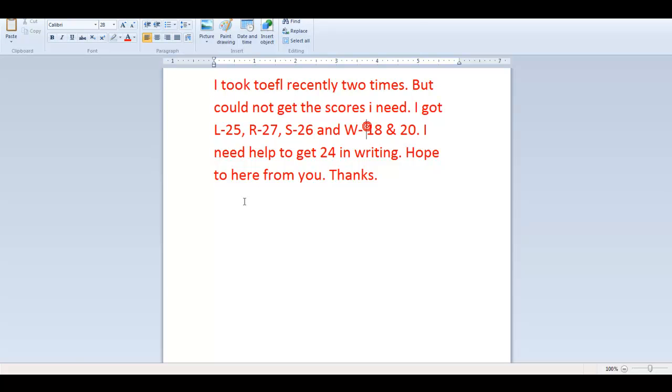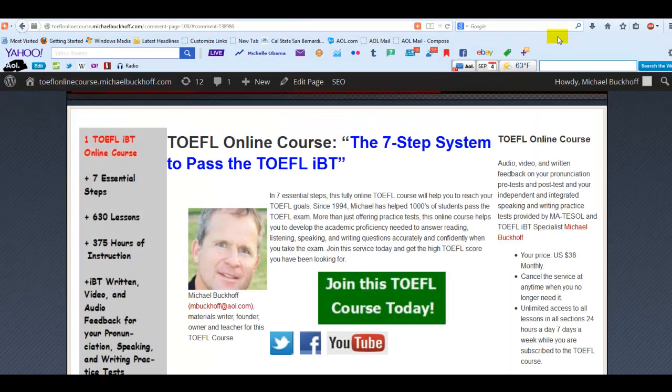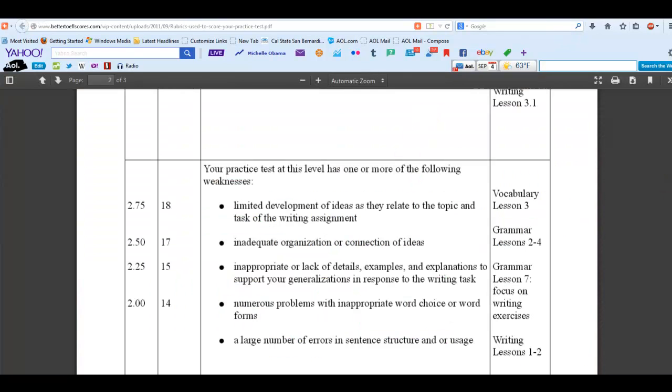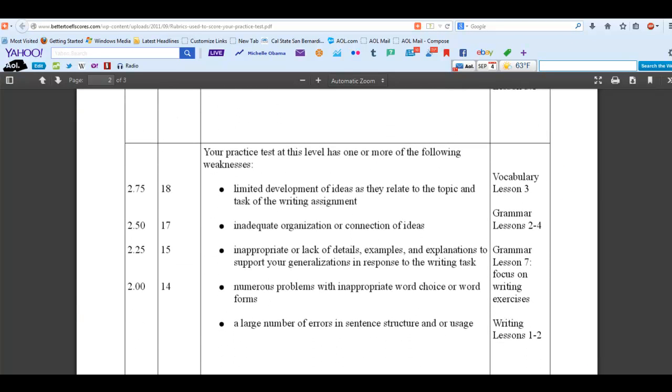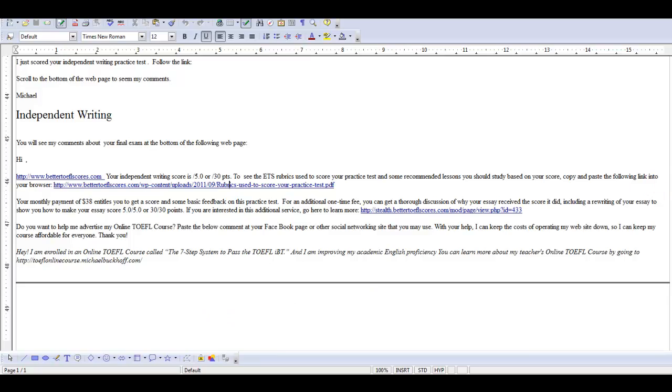Okay, now let's take a look at what 18 or 20 means. So I'm going to go over to the rubrics for the independent writing task. I'm going to give you a brief explanation here. So if you're scoring 18 points, it means you have limited development of ideas as it relates to the topic. You're not giving enough details. You have inadequate organization or connection of ideas. You have inappropriate or lack of details, examples, explanations. You have numerous problems with inappropriate word choice or word forms. You have a large number of errors in sentence structure and or usage. So it could be you have some of these problems going on right now, at least one or more of the following weaknesses.